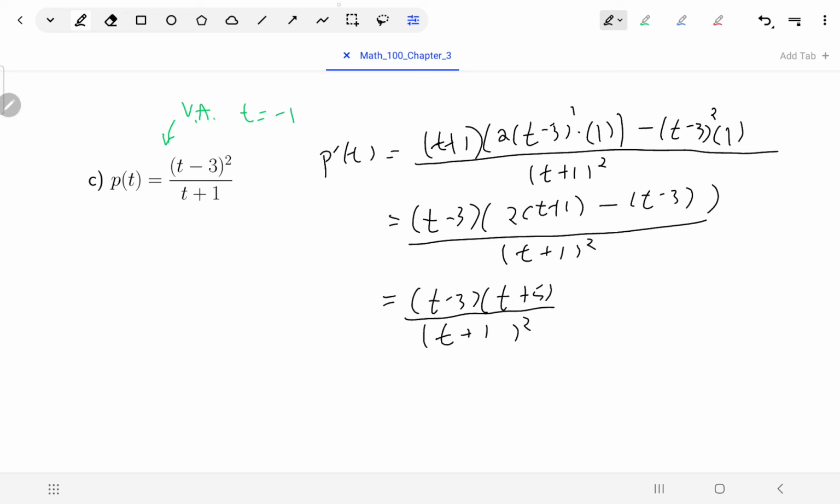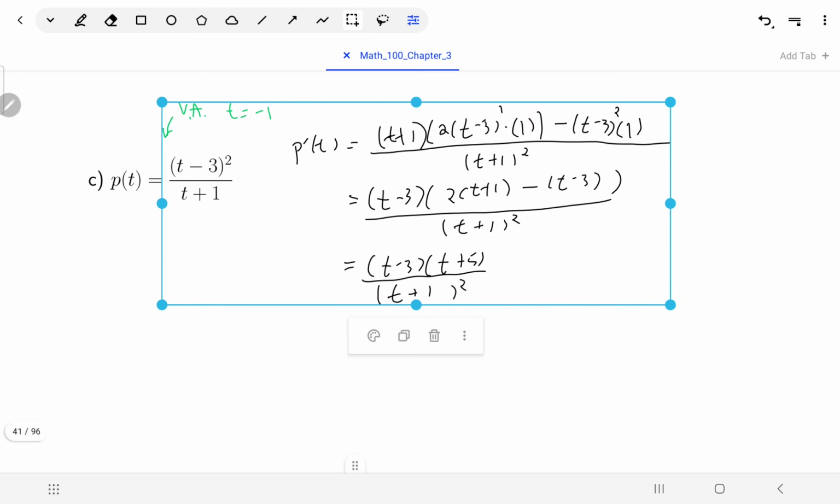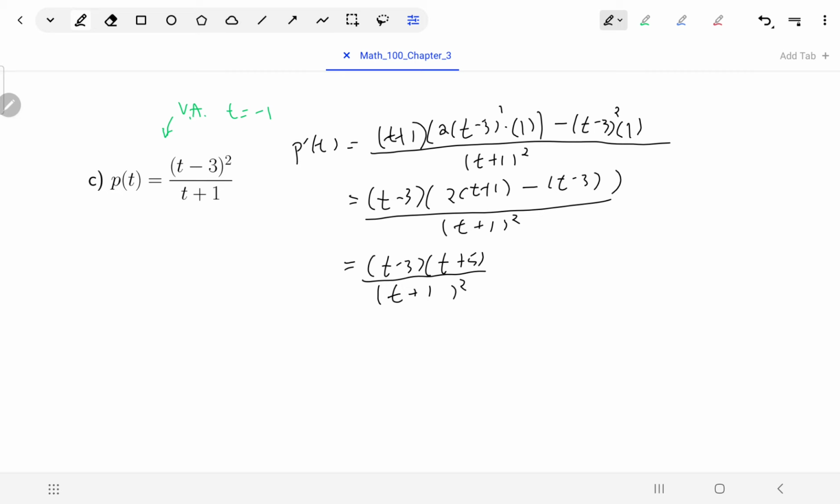Okay, so far so good. We found our first derivative. And right away I can see that there's going to be three critical numbers, one that we already knew. So for critical numbers, we know that there's no derivative at -1. So -1 is a critical number. We also know that the derivative is equal to 0 when the numerator is equal to 0, and that happens to be at 3 and at -5.